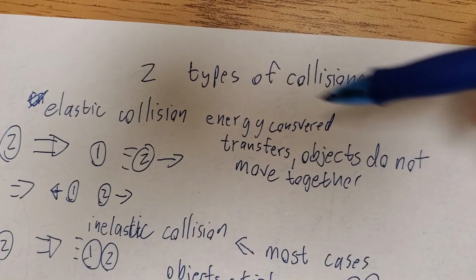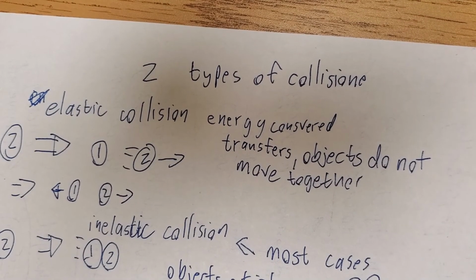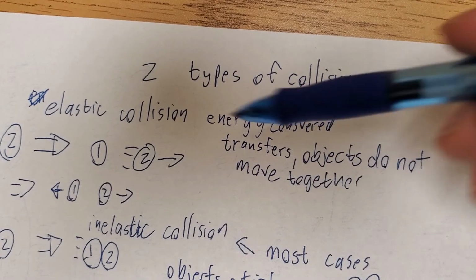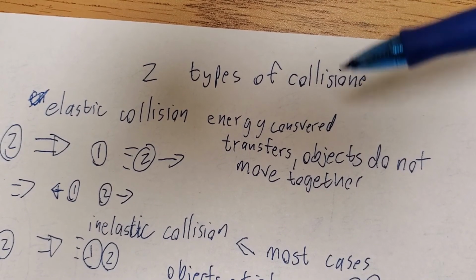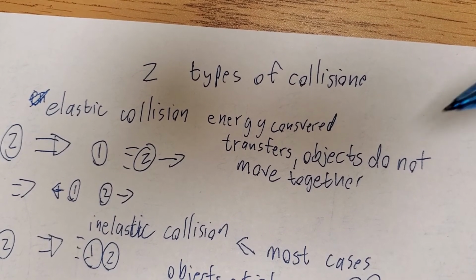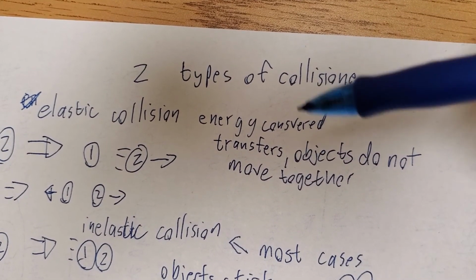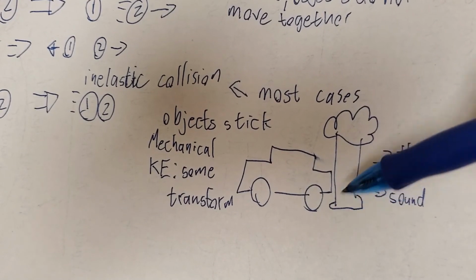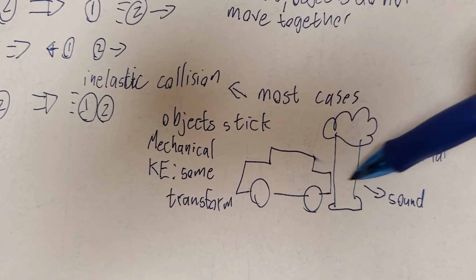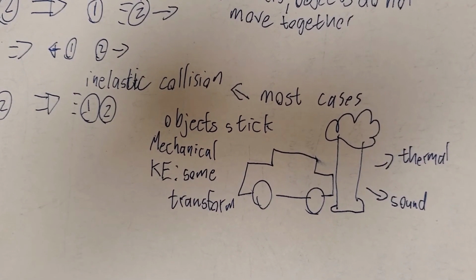In the elastic one, it's very rare, but it is possible that all of your kinetic energy only transfers and doesn't transform. If it was very quiet, no sound, no heat, it's possible, but it would be impossible in this case. Some of it's got to transform, otherwise this tree would be moving, right?